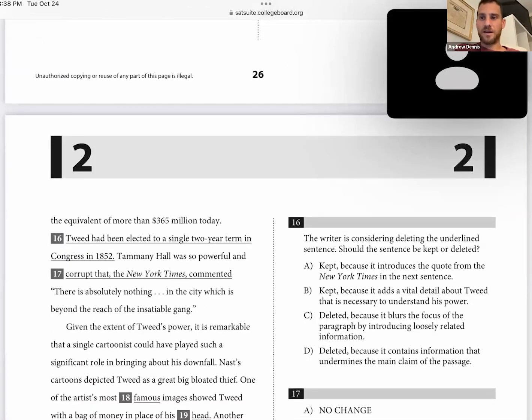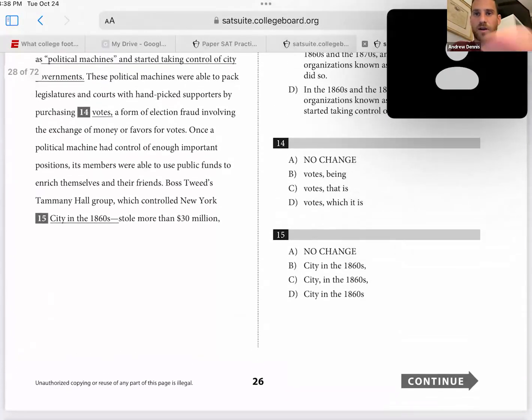Tweed had been elected to a single 2-year term in Congress in 1852. Tammany Hall was so powerful and corrupt that the New York Times commented, "There's absolutely nothing in the city which is beyond the reach of the insatiable gang." So the writer is considering deleting the underlined sentence. Should the sentence be kept or deleted? Well, let's see how it fits into the paragraph.